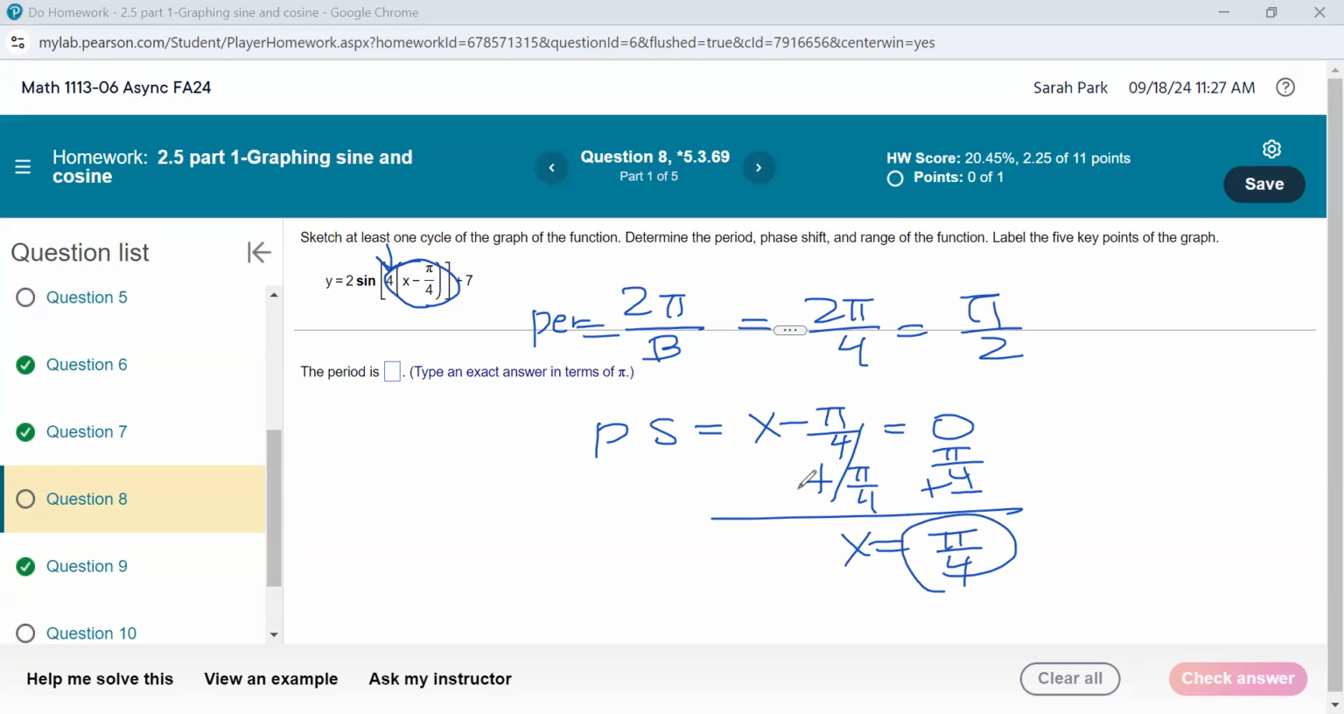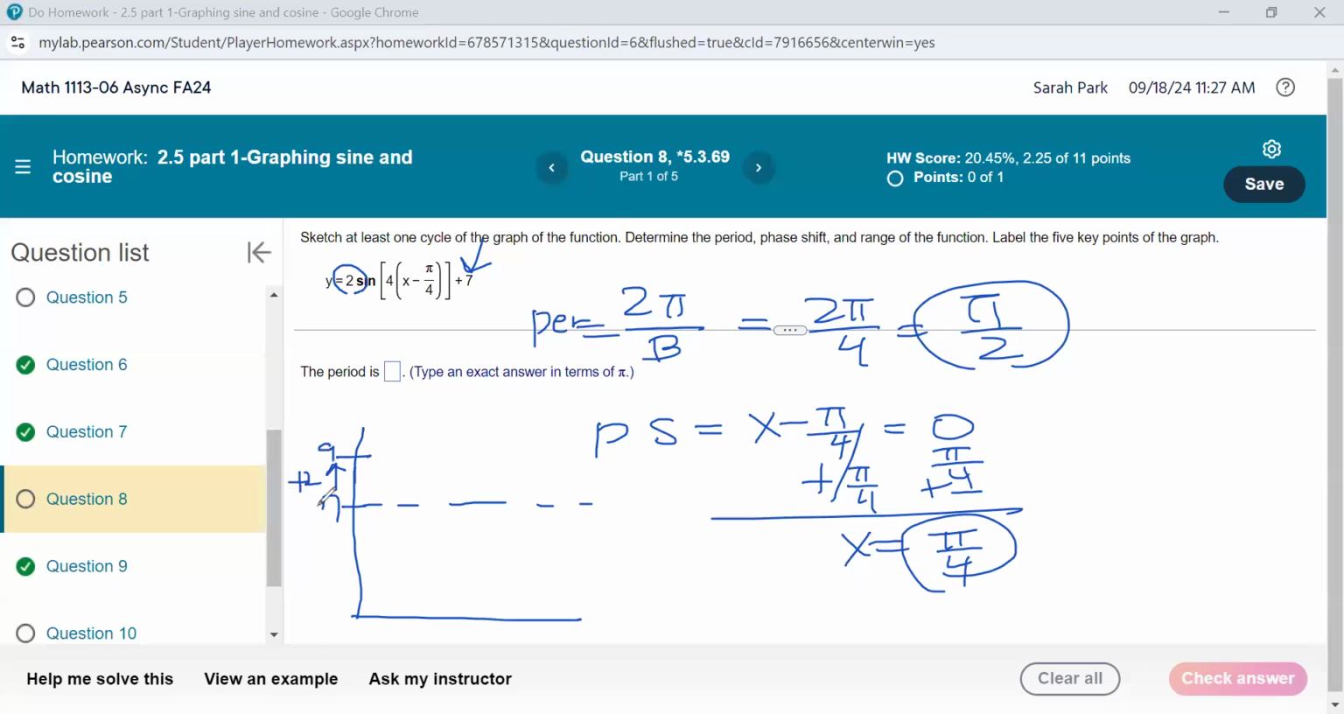And then it's going to ask for the range, so I'll just do range as well. The range, the midline is 7, right? The D is your midline. So if I know that it's going to be at 7, the midline, and the amplitude tells me how high I can go, so it's +2, it's going to go up to a maximum of 9. The lowest I can go is subtract 2, 7 minus 2 is 5. So it's between 9 and 5, right? It's going to oscillate between that. So your range is going to be from 5 all the way to 9.